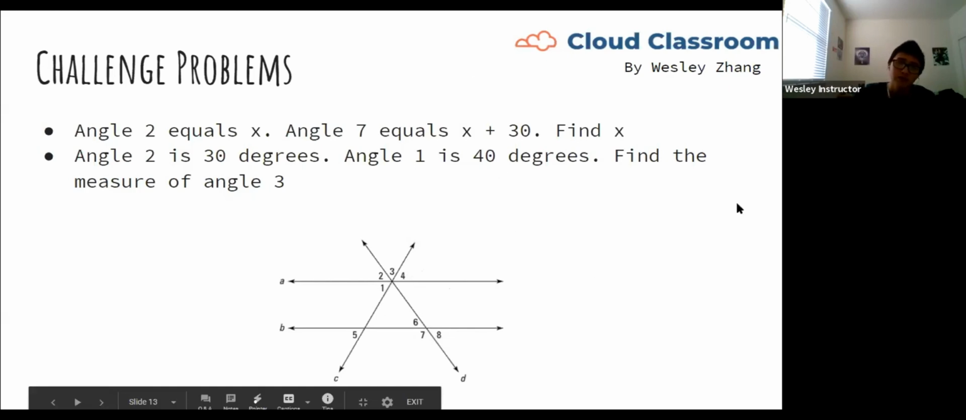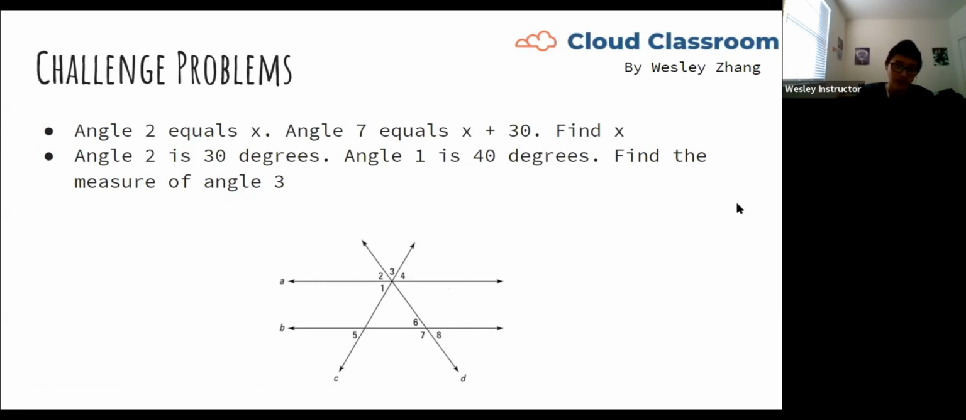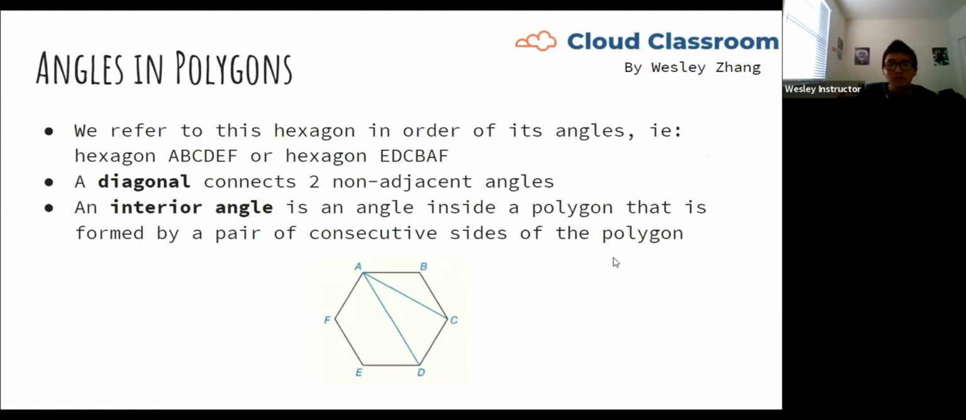If we know the properties and they give us one angle, we can use that angle to find other angles. But like I said, this is new material, so don't worry about getting them right or wrong. Just practice them, and you will get better.